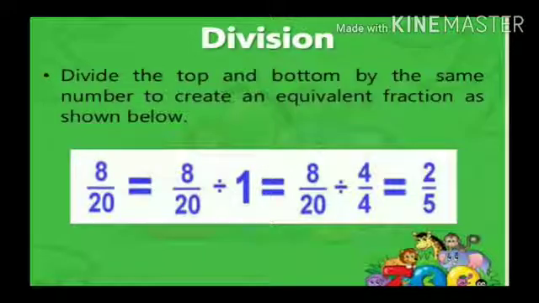So after dividing, we get 8 divided by 4 is equal to 2 and 20 divided by 4 is equal to 5, which means when we divide the numerator and denominator by the same number, we get the simplest form of the equivalent fraction.